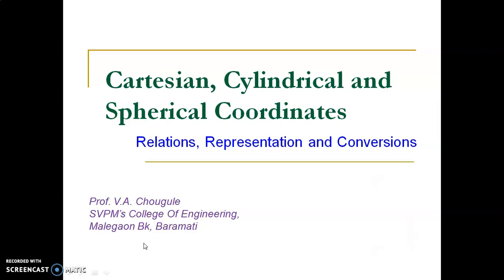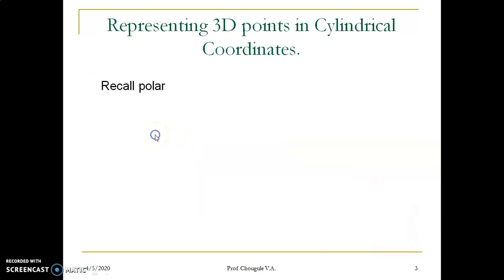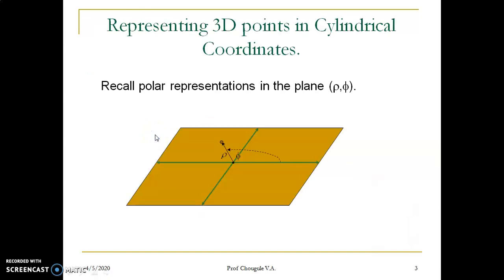Okay guys, we are going to learn the relation between Cartesian, cylindrical and spherical coordinates. First, you are familiar with the Cartesian coordinate system. Here is the origin, x-axis, y-axis, z-axis. This distance is called the x-coordinate, this distance is the y-coordinate and this distance is the z-coordinate for the point P. That's why it is many times also called the rectangular coordinate system.